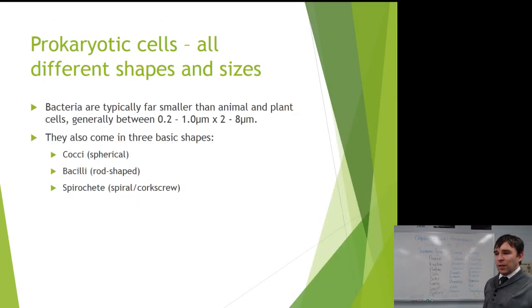Now, we're going to need to look at what different types of shapes we have. There are three main shapes. There's cocci or spherical, bacilli or rod-shaped, and then lastly spirochete or curved, or we're looking more and more now at vibrio. So there's some changing in the nomenclature, the naming system. But these three are our spheres, our rods, and our curved bacteria.